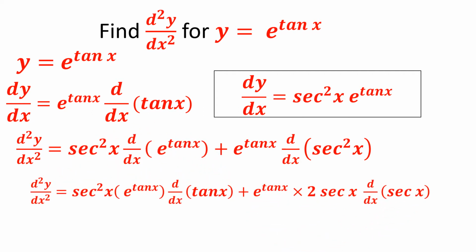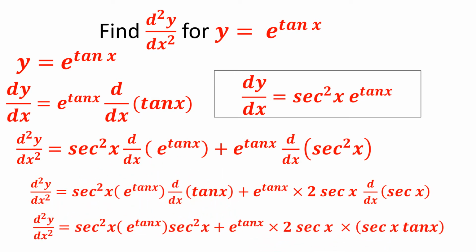For secant square x into e power tan x, the derivative is e power tan x into differentiation of tan x, once again using chain rule. Again, secant square x derivative is 2 secant x into derivative of secant x, that is secant x tan x. Therefore, it is secant square x into e power tan x into secant square x plus e power tan x into 2 times secant x into secant x tan x. Now you can simplify it by taking e power tan x outside, secant x outside. But be careful: after the first derivative, simplify the first derivative, then proceed to the second derivative.